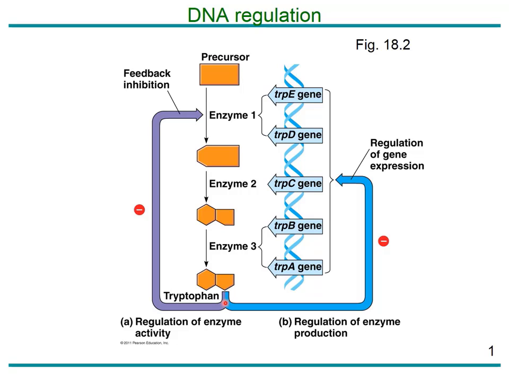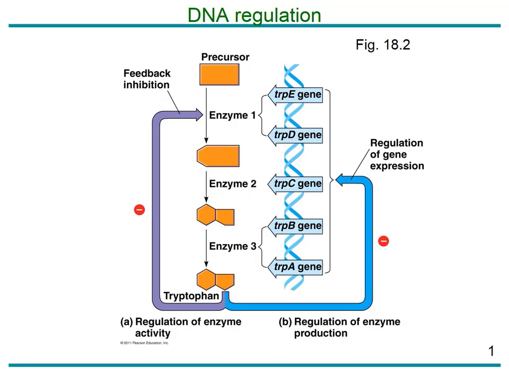If a cell has enough tryptophan, tryptophan is an amino acid that's used to make proteins, that tryptophan is going to inhibit the production of more tryptophan. One way to do that is to inhibit the production of this tryptophan production gene. If we stop transcribing this tryptophan production gene, we're not going to make the enzyme that's used to make tryptophan, and we'll reduce the amount of tryptophan that is being produced. So this is an example of negative feedback where the product of this process is going to regulate the production of that enzyme by regulating gene expression.